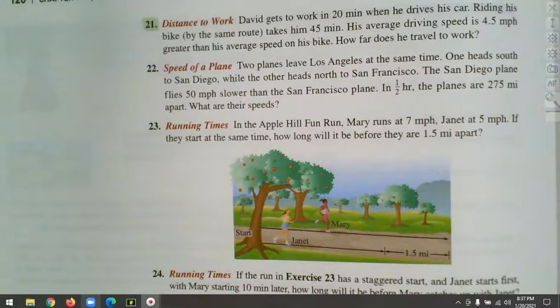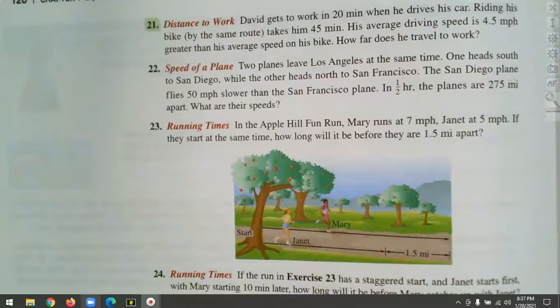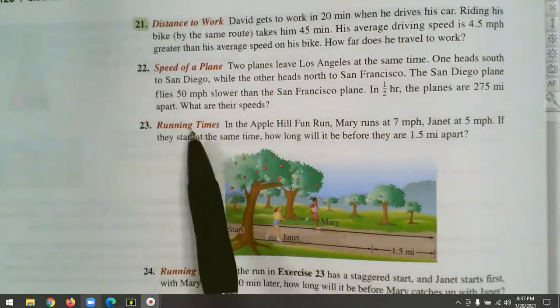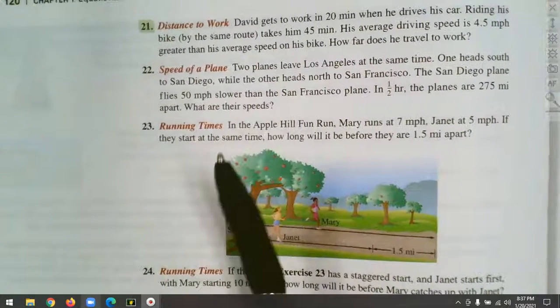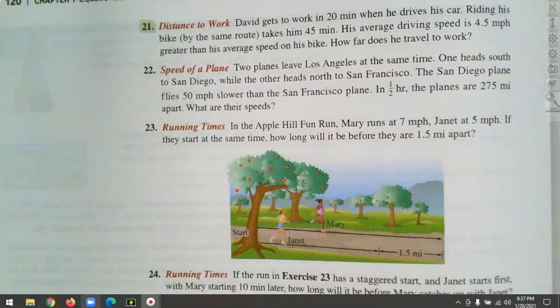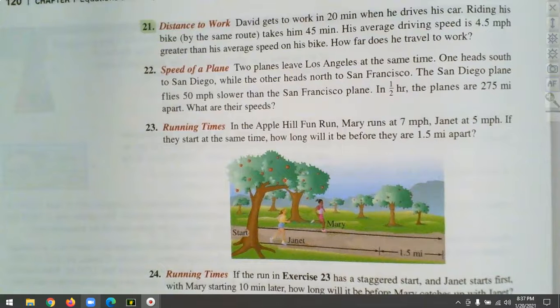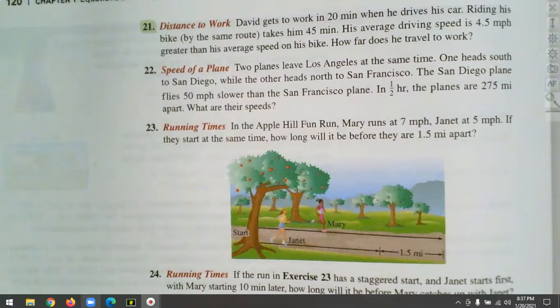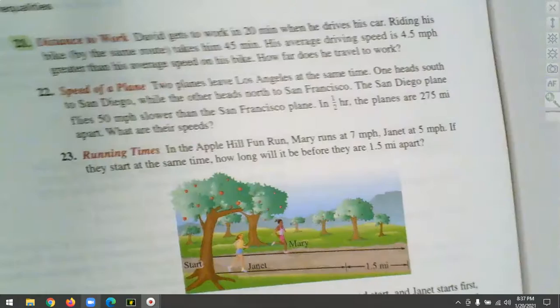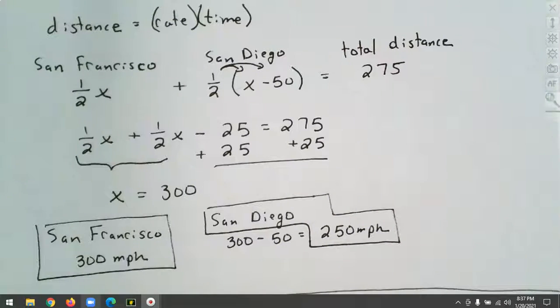And we've got a picture for 23. So in question 23, in the Apple Hill Fun Run, Mary runs at 7 miles an hour, Janet runs at 5. If they start at the same time, how long will it be before they are 1.5 miles apart? You always want to write the faster person first. So we'll put that faster one on top.